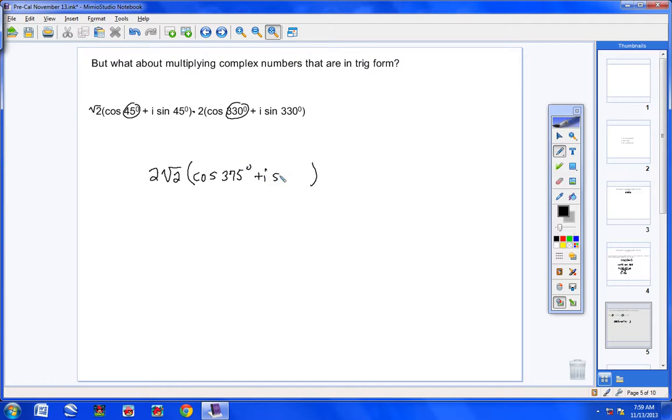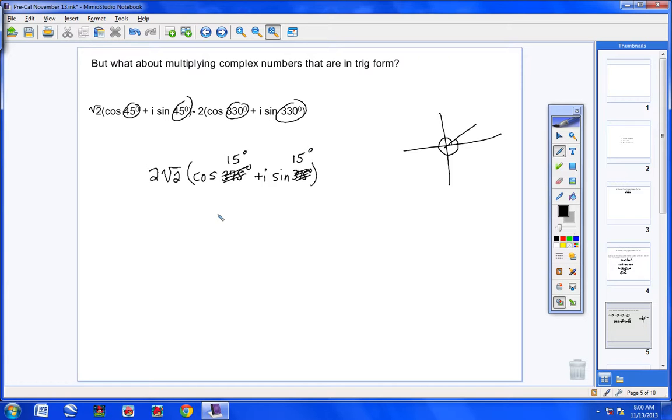Plus i sine, and then add your two angles, and you'll get 375 degrees again if you add this angle and this angle. Now, the only problem with this answer, there is one thing I'd like you to do. Anytime that you get bigger than 360, like 375, I want you to write the smaller angle. For example, 375 means you went around 360 degrees and then 15 more degrees. So I would rather have you put 15 degrees here. In fact, I'm going to mandate that you put angles in here that are less than 360. So I want you to put 15 degrees.